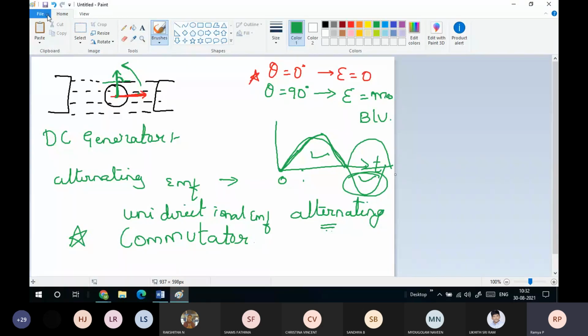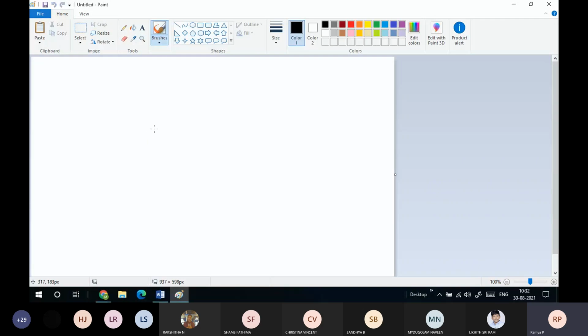Going on to the next one, now we will switch over to the constructional details of the DC machine. Why I'm saying DC machine is that the constructional details of a DC generator and a DC motor are almost the same. Hence, instead of saying DC generator or DC motor specifically, I am using the word DC machine. The constructional details of the DC machine.